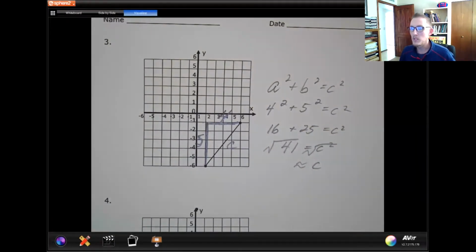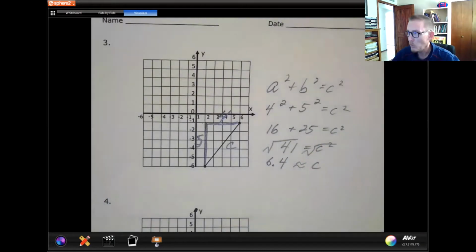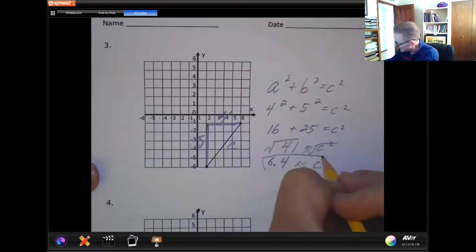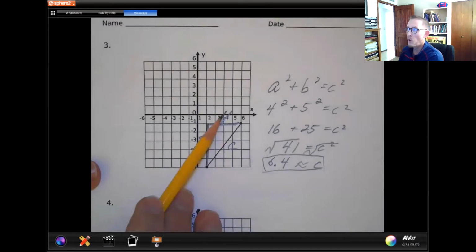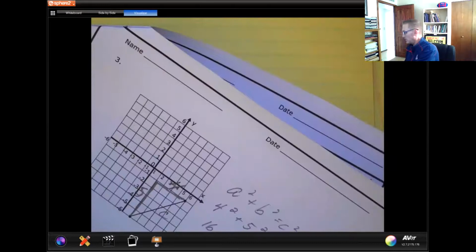All right, and then remember, this one is not a perfect square, so that's going to make a decimal answer. As you used your calculator, your decimal answer should have been 6.403124. If we go out to 1 decimal place, it's going to round to 6.4. And 6.4 is going to be side C. If we look, 4 and 5 were sides A and B. Side C is 6.4, and that makes sense because side C always has to be longer, so that works out well for us.